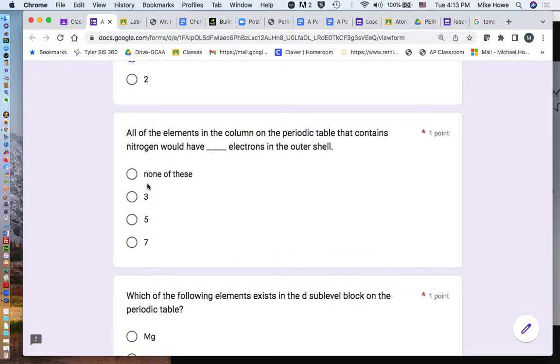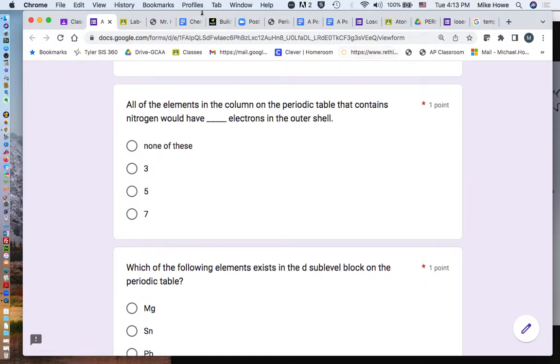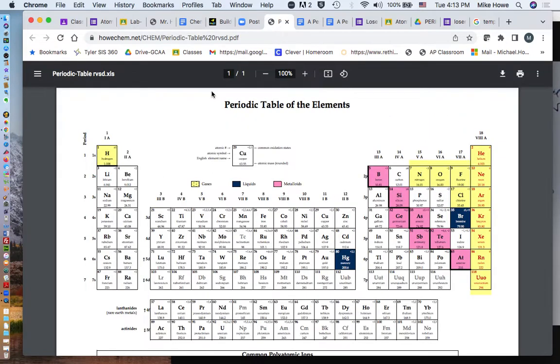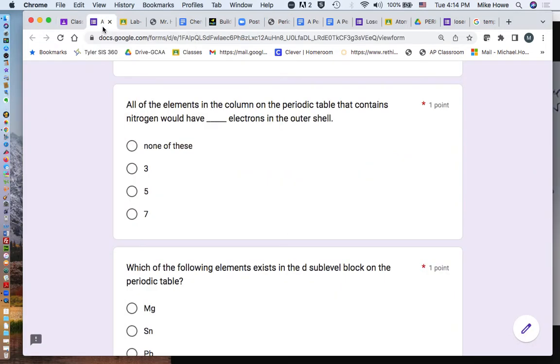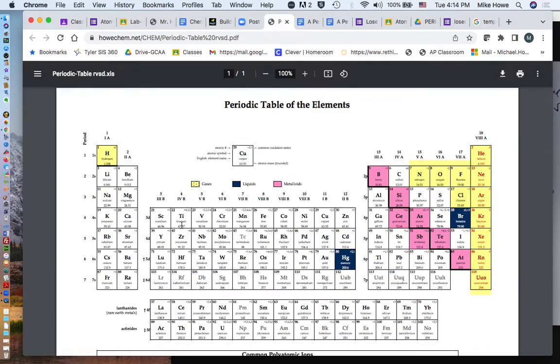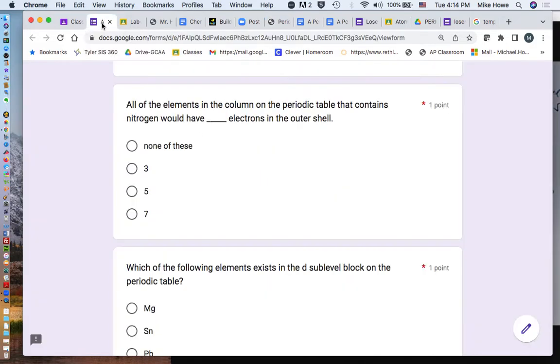All the elements in the periodic table in the column that contains nitrogen. So let's go over here. Nitrogen, 1, 2, 3, 4, 5 is in the 5th column, so there's 5 in the outer shell. That's all there is to that. We just count and see which tall column it's in. Now remember, the short columns don't count because they're never in the outer shell, so they all have 2 theoretically in their outer shell. All right, so that'd be 5.